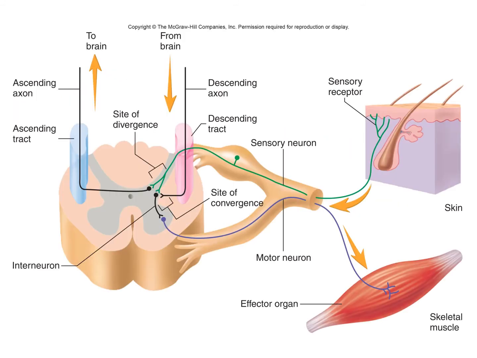So we see that divergence happening in this figure, where the incoming sensory impulse, once we get in the gray matter, notice that the axon branches, the site of divergence. The impulse will travel down both parts of that axon. It will not only stimulate that interneuron, which will finish the reflex arc, but it will result in an impulse traveling up an ascending tract to the brain.